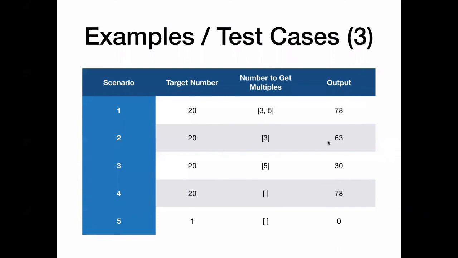So some other scenarios, again: 20 and then 3, the output is 63. 20 and then 5, the output is 30. And 20 and then none, since based on the rule, if nothing was provided, it defaults to 3 and 5. So 20 and none provided is basically the same as scenario 1. And then 1 is the least number possible for the target number. When none is provided, you get 0, because essentially this is 3 and 5, and 1 has no multiple of 3 and 5.